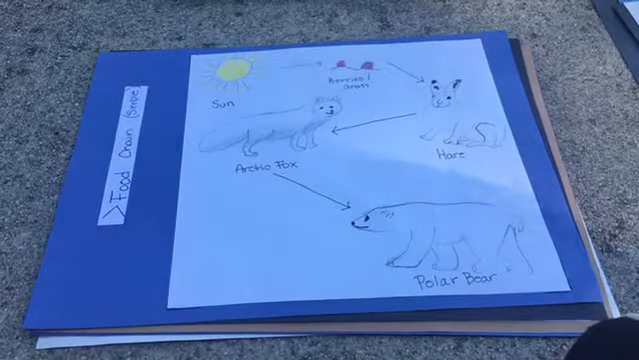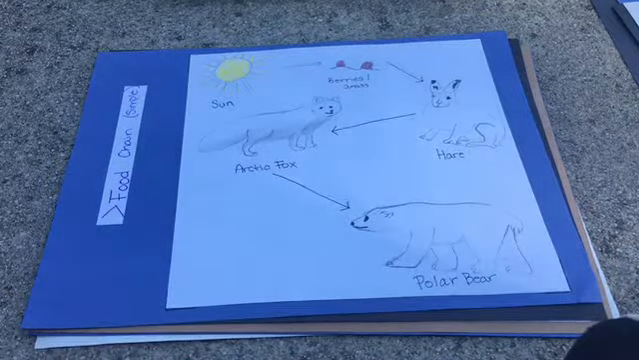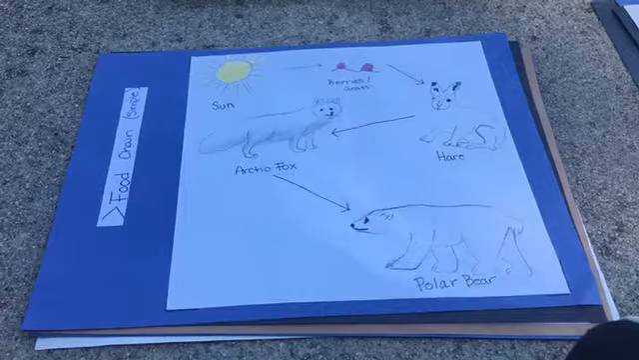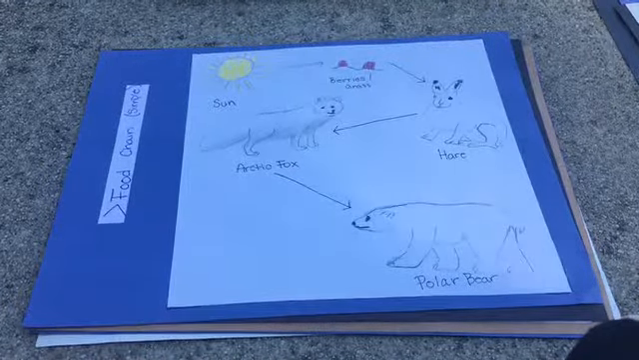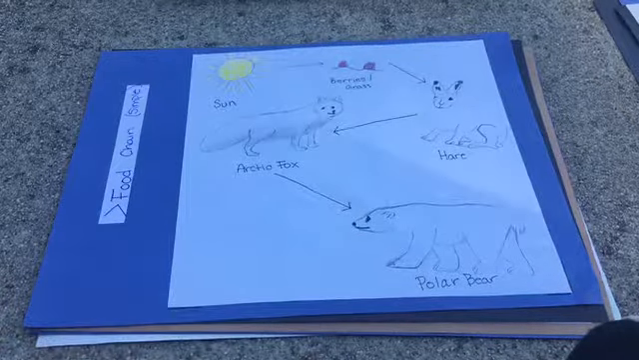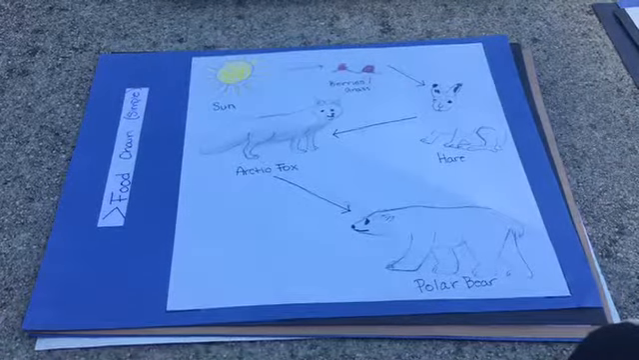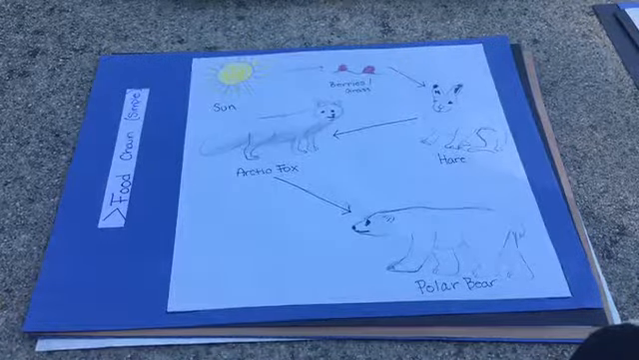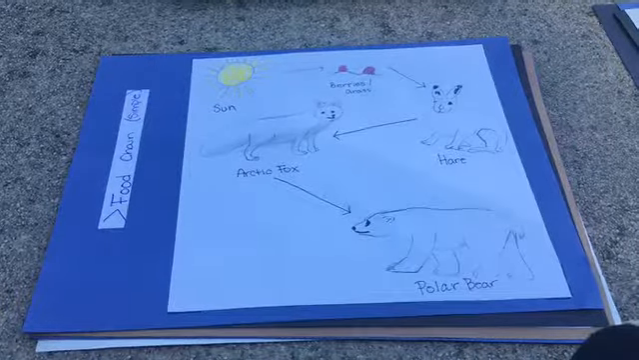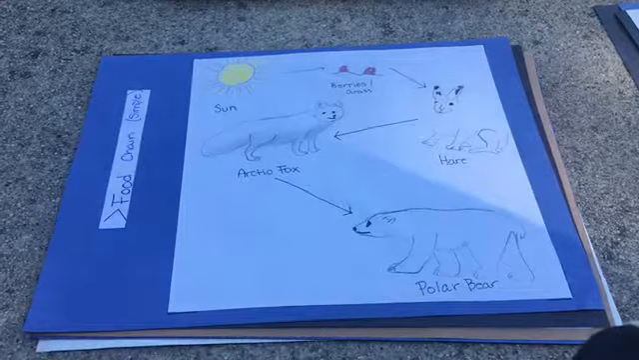This is our simple food chain. Our simple food chain is based on the Arctic biome in the tundra. First, the sun gives light to the berries in the grass, which then produce photosynthesis and give energy to the hare. The hare then gives energy to the Arctic fox, which then gives energy to the polar bear.